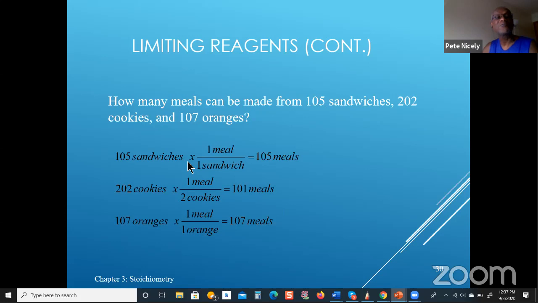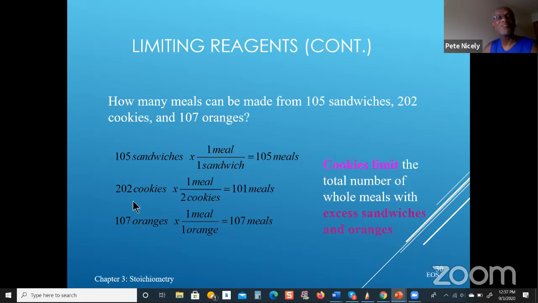Well, if you start off with 105 sandwiches, the maximum number of meals based on the 1-to-1 ratio between the meal and the sandwich would be 105 meals. In the case of the cookies, the maximum number of meals possible would be 101 meals. And in the case of the oranges, the maximum number of meals would be 107 meals. So that's based on the calculations starting from each of the items that you're using to begin with.